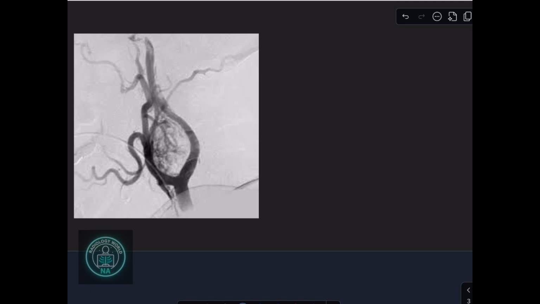This is basically the splitting of the external and the internal carotid artery, and you can see that there is an intense blush on a DSA image. Sometimes they will also show you an early draining vein because of its highly vascular nature. This is a carotid body tumor, also called a chemodectoma or an extra-adrenal paraganglioma.